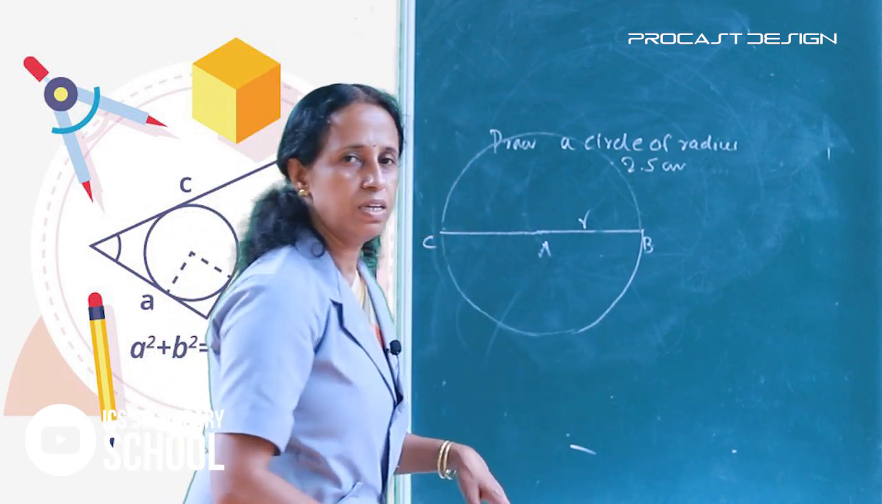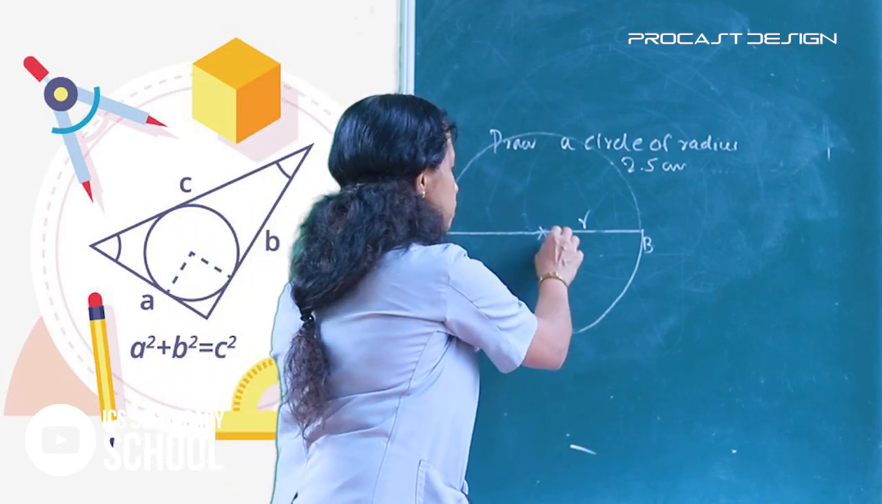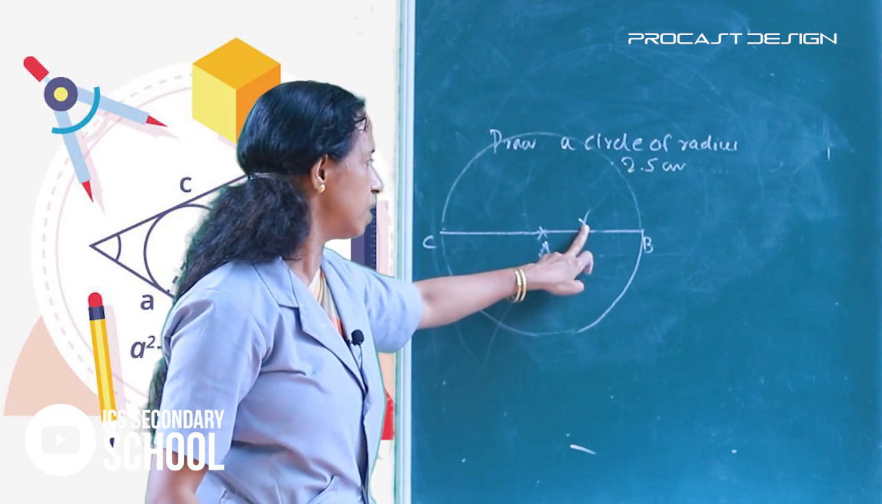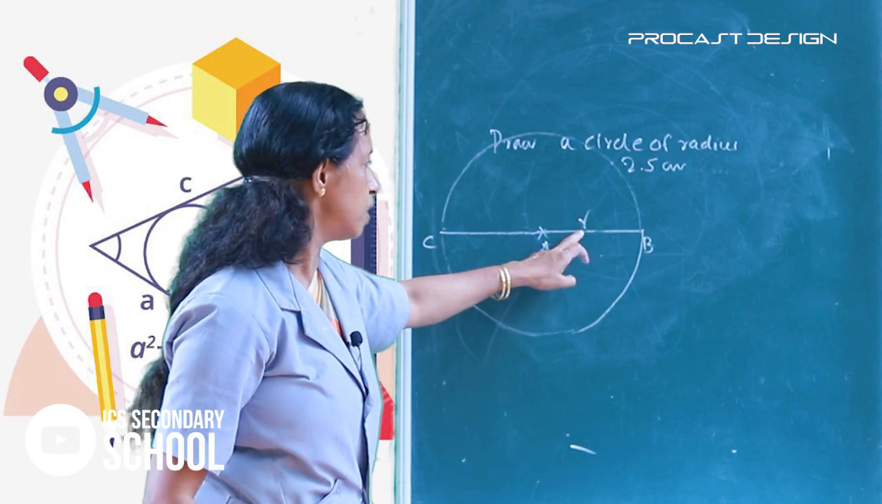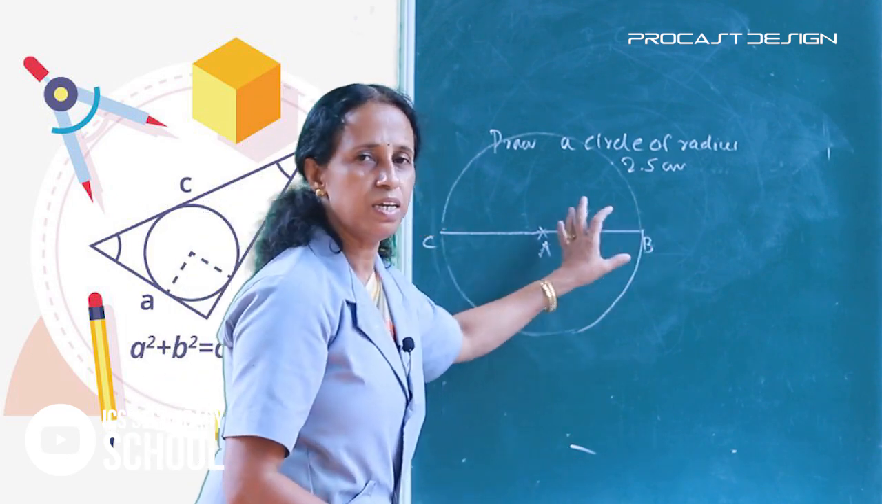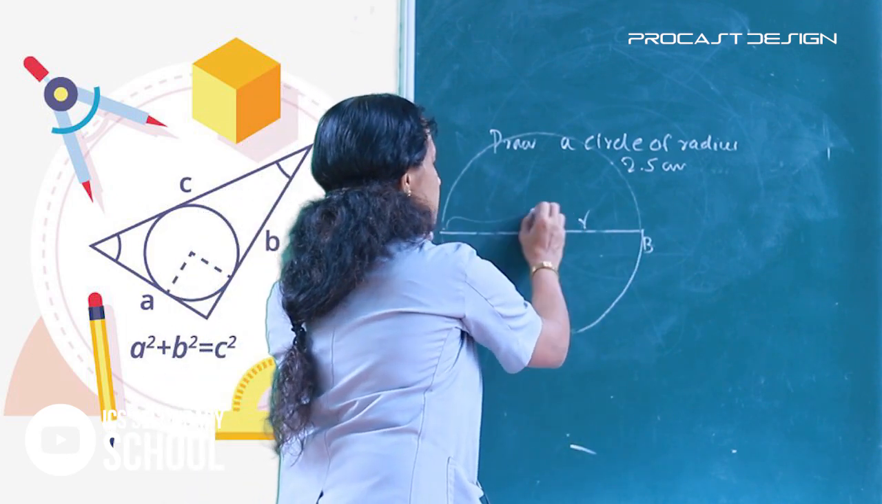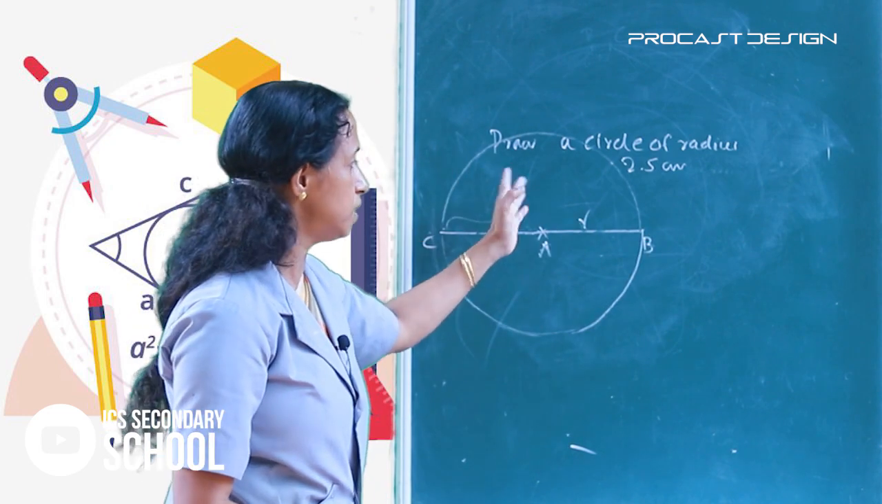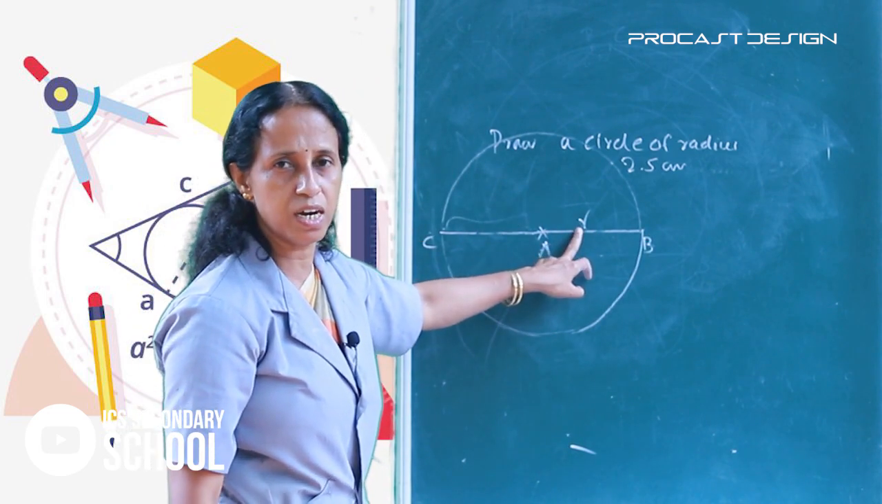Here R is the radius of the circle. D is the diameter of the circle. D is equal to 2R. D is the diameter of the circle and R is the radius of the circle.